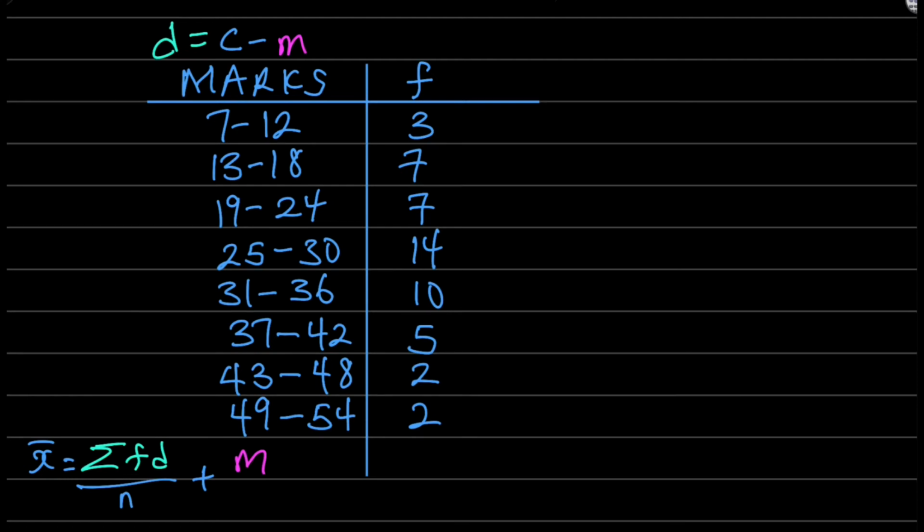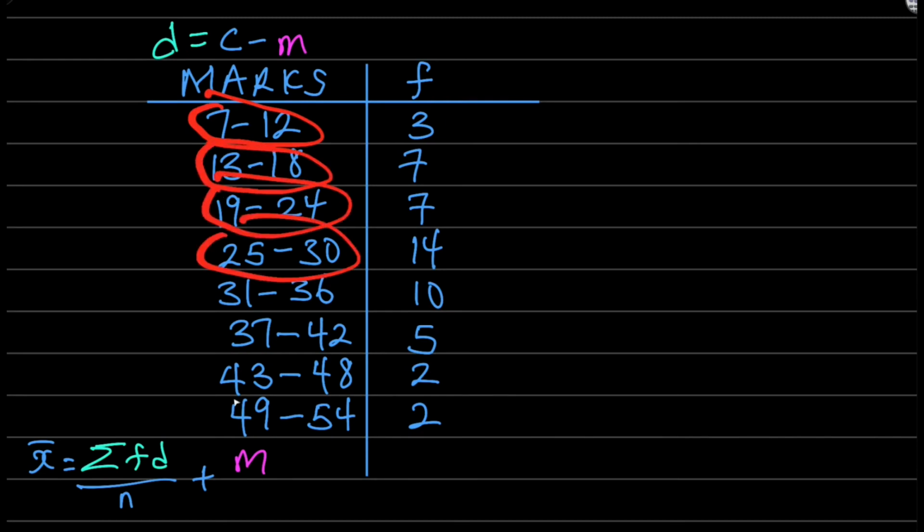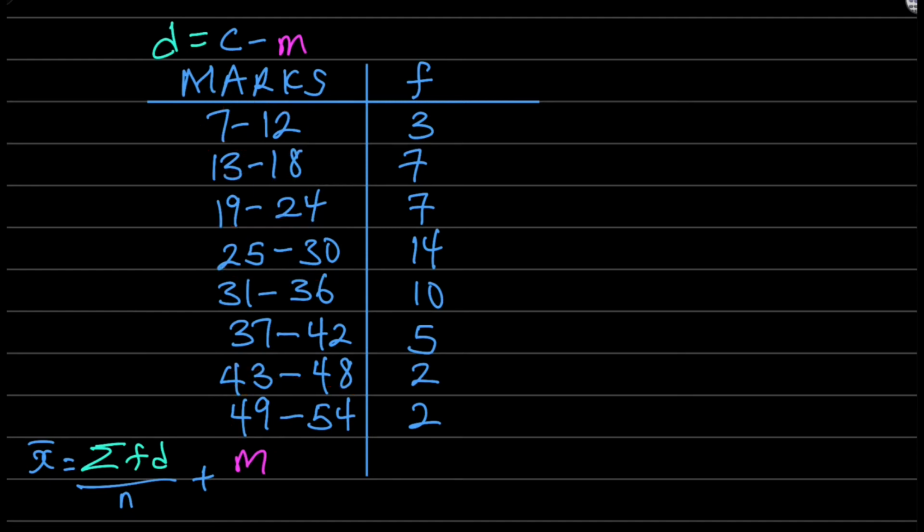Recall that since this is a group distribution, each of the groups is referred to as a class. So this is a class, this is another class, this is the third class, the fourth class, until the last class. So these are classes. The groups are called classes, that's one referred to as classifications. So the first class is 7 to 12.